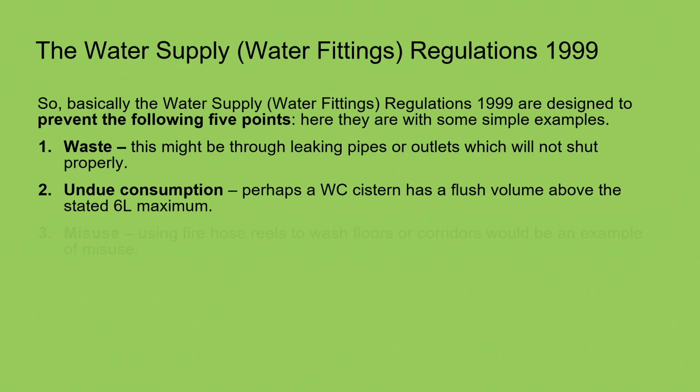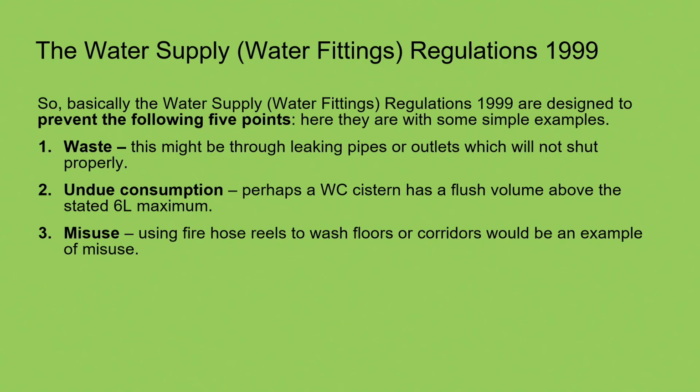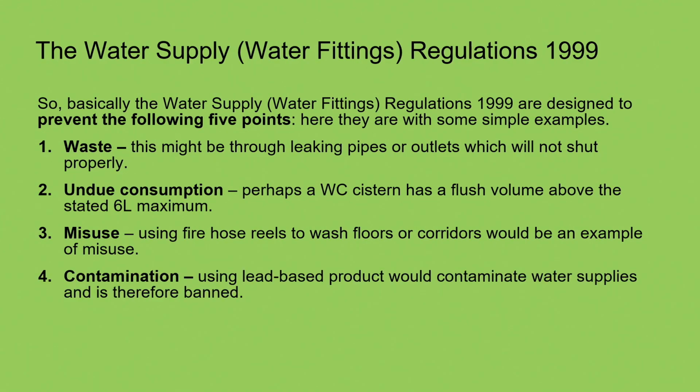So, misuse. Using fire hose reels to wash floors or corridors would be an example of misuse. There are lots and lots of different ways of misusing water, but this is one of the key ones. Another one that I've heard of is the car washing companies that are popping up all over the place. A lot of them haven't informed the undertaker that they're using mains water to wash cars. So this is also classed as misuse.